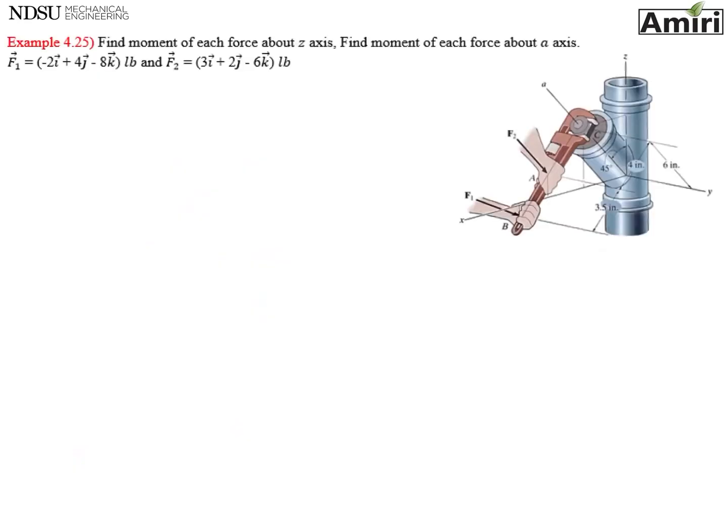Let's look at another example. This one is a little bit more complicated because the axis that is given is just an angle for that axis. All right, so let's read it. Find the moment of each force about the z-axis. Find the moment of each force about the a-axis. Okay.